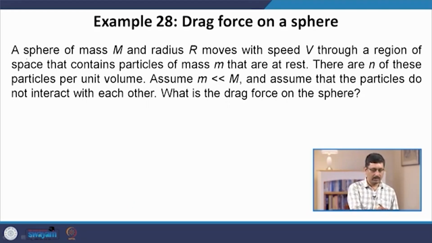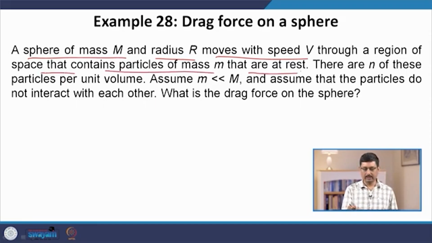So, suppose there is a sphere of mass M and radius r which is moving with a speed v through a region of space that contains particles of mass m that are at rest. So, these particles of mass m are basically the fluid particles. There are n of the particles per unit volume.